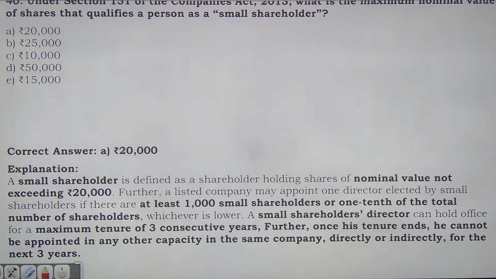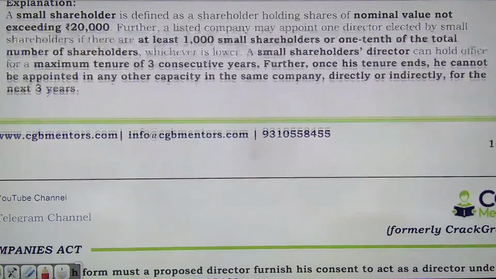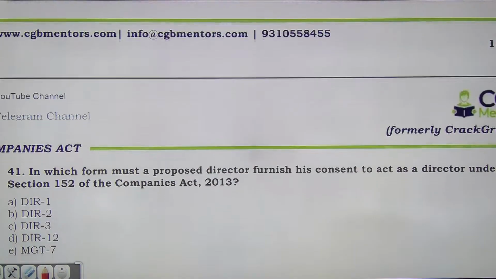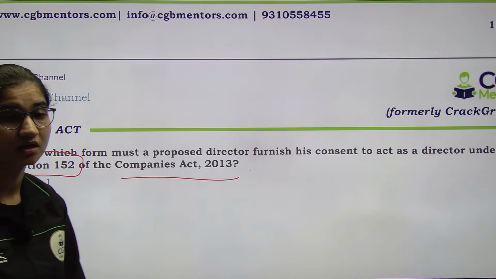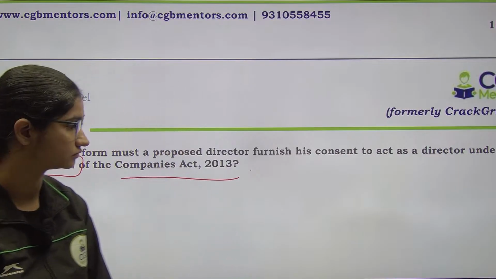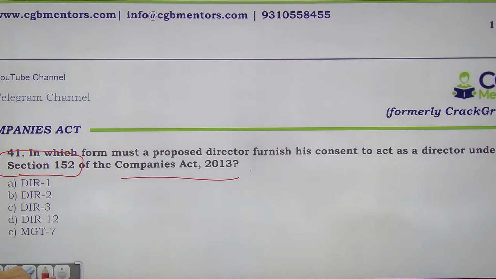Now we are moving forward to the next question, which is question number 41. Question number 41 is asking you in which form must a proposed director furnish his consent to act as a director under Section 152 of the Companies Act. Okay, so once a person has been given the position to become a director, he has to give his consent also in a particular form number, right? So this question is asking you what is that form number. Please try to answer it.